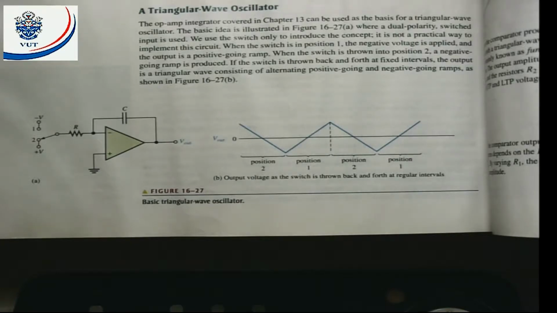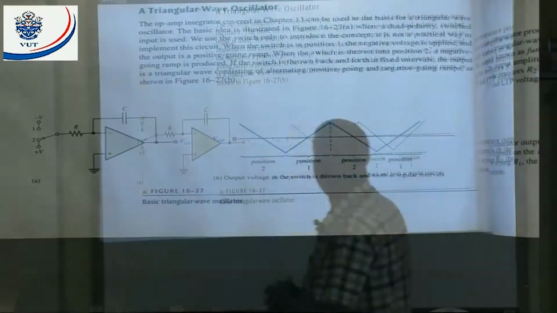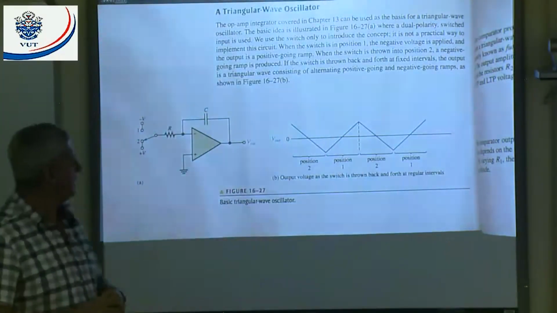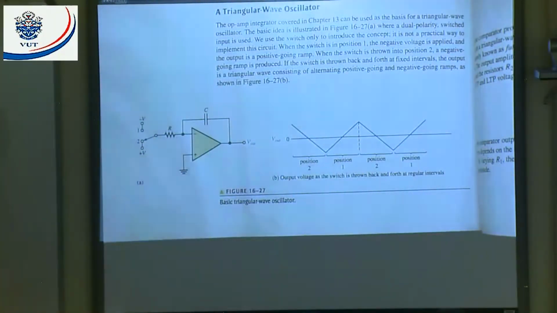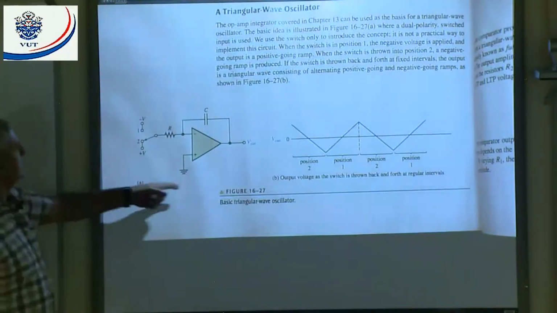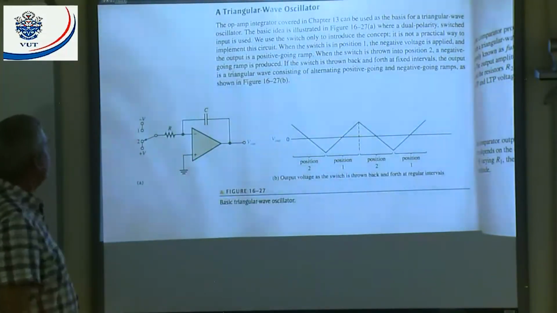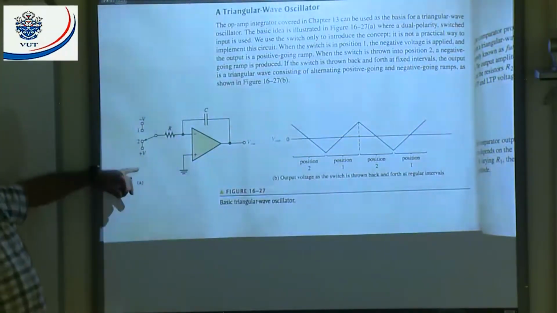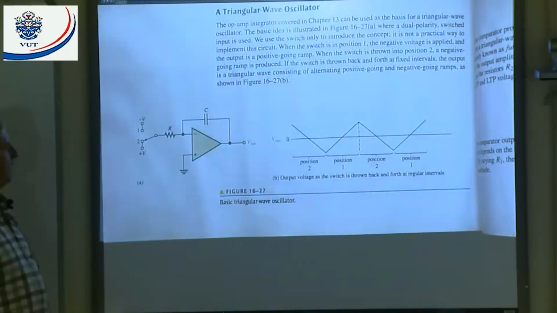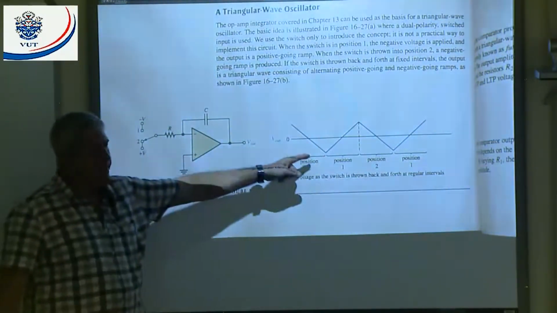Right, good morning. Today we're going to talk about the triangular wave oscillator. All right, what circuit is this? It's already known to you. What type of circuit is that? It's an integrator, all right. It's an integrator circuit. Now, if we put a positive input there, it will basically integrate negative.